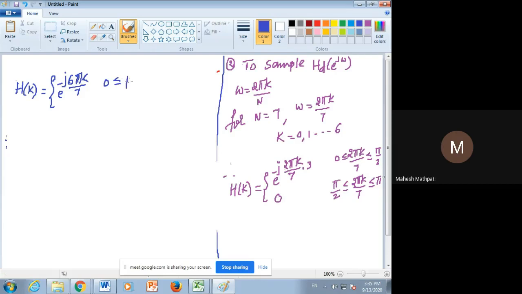k, I can write it as k less than or equals to 7 by 4, and is 0 for 7 by 4 less than or equals to k less than or equals to 7 by 2. Understood this point?